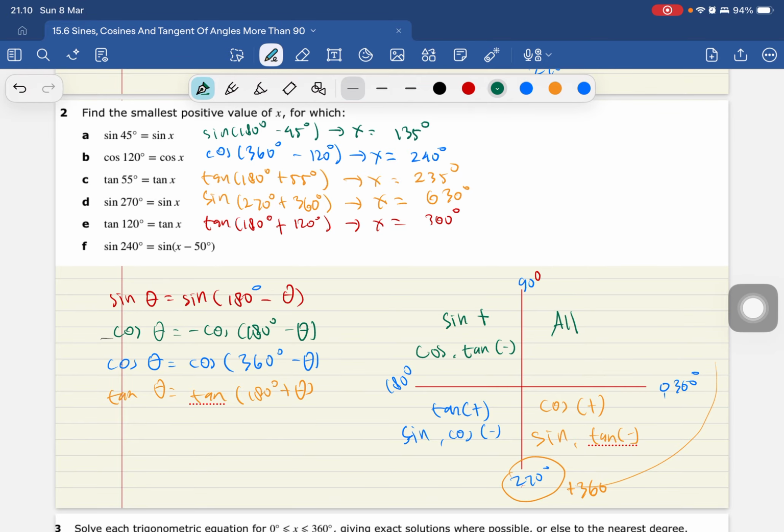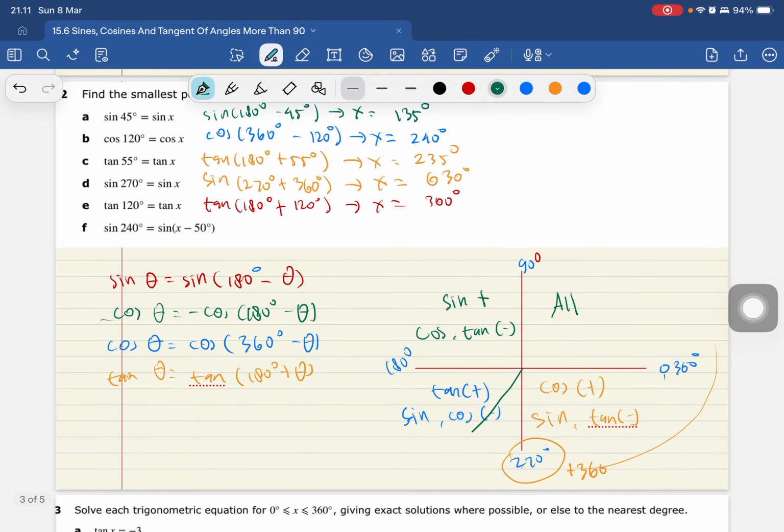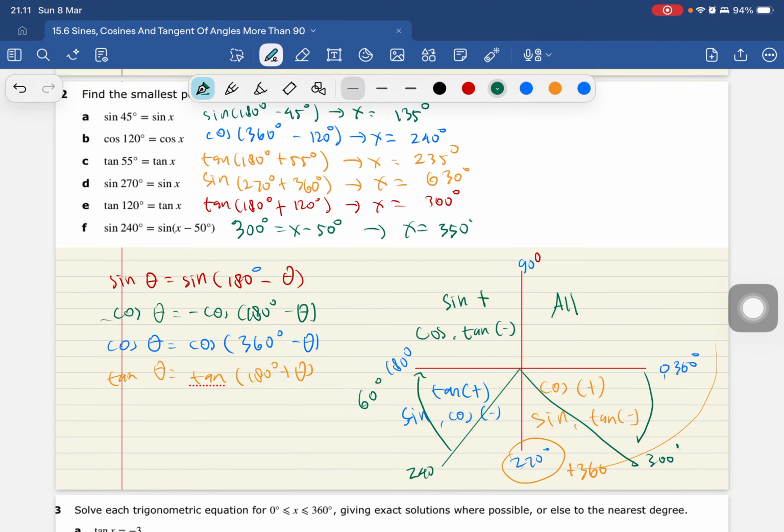Next, sine 240. 240 is here. If we count from 180, it's going to be 60 degrees, and as sine is negative, we use 60 degrees counted from here, so it's 300 degrees. So 300 degrees equals x minus 50 degrees. So we get x equal to 350 degrees.